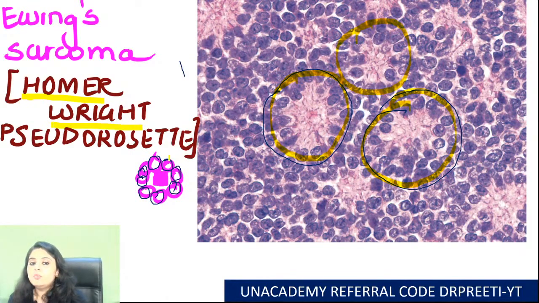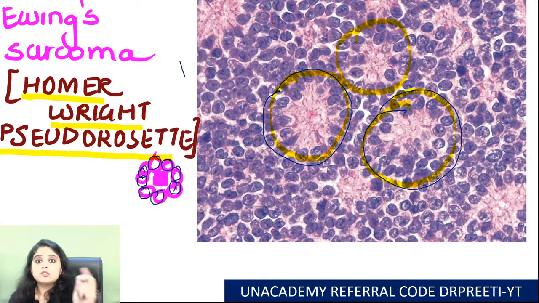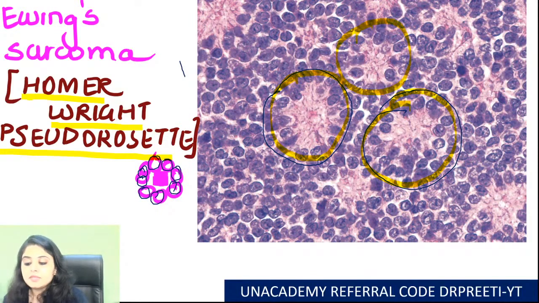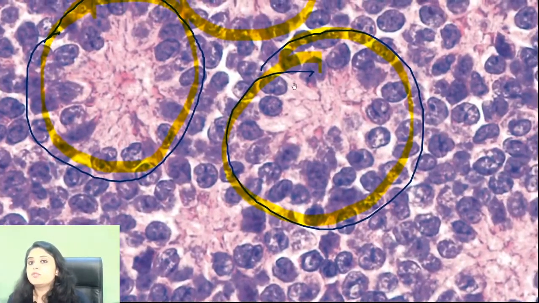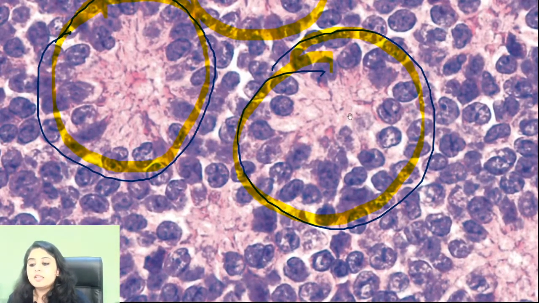We call this Homer-Wright pseudo-rosettes. So remember, whenever you have cells arranged like rose petals, tumor cells circling, and in the center you have some pinkish fibrillary material sitting, that is a Homer-Wright pseudo-rosette. Which other tumor shows you Homer-Wright pseudo-rosettes? This is a proper zoomed in image of a Homer-Wright pseudo-rosette, round arrangement of the tumor cells, and you have this classical pinkish material. Please let me know which tumors can show you Homer-Wright pseudo-rosette.